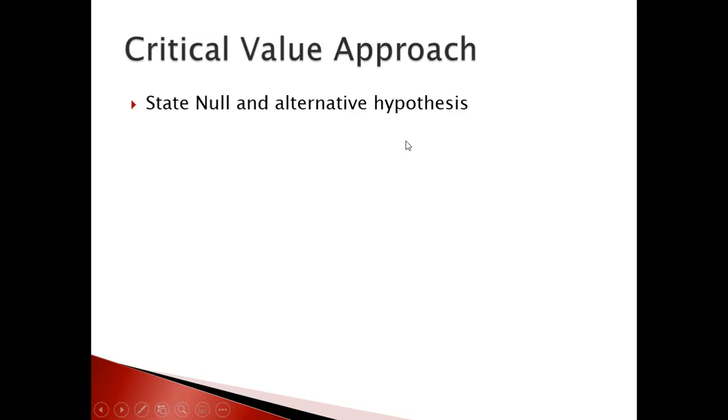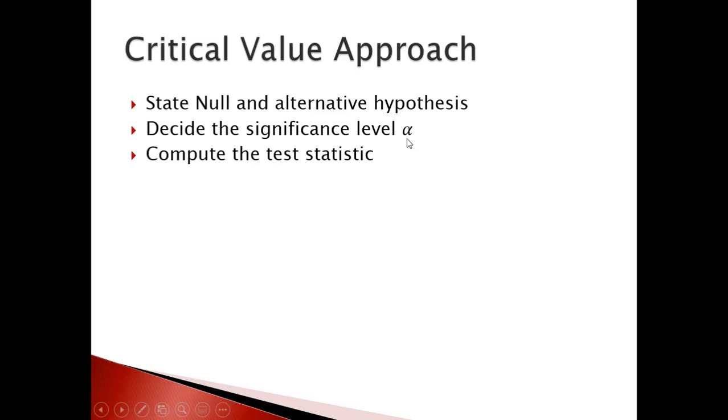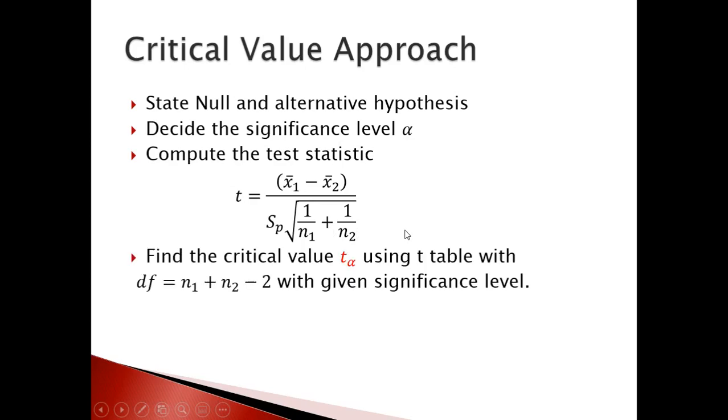In this approach, first we state our null hypothesis and alternative hypothesis, then decide the significance level alpha, compute the test statistic using our equation, which is t equal x1 bar minus x2 bar over sp times square root of 1 over n1 plus 1 over n2. Then we have to find the critical value using t table with degrees of freedom, which is n1 plus n2 minus 2, with given significance level alpha.